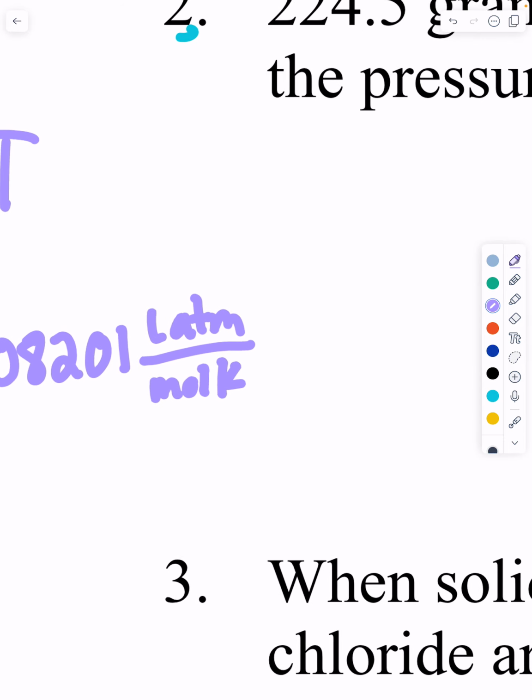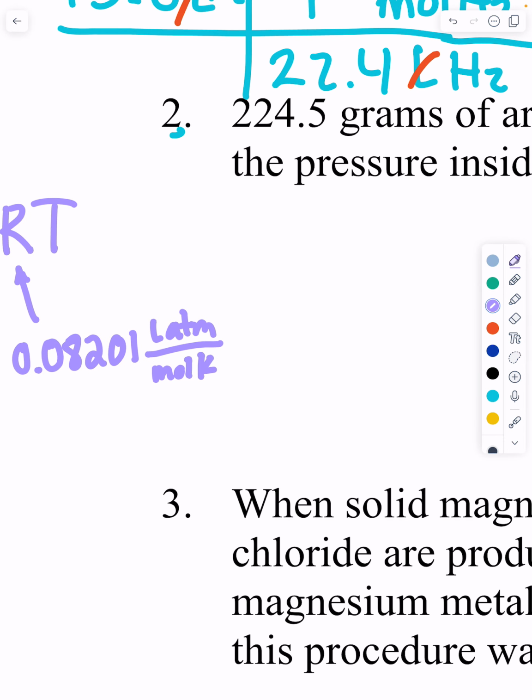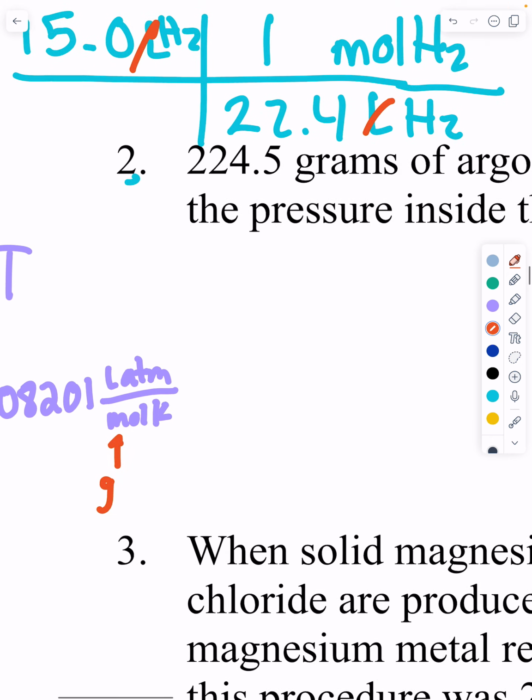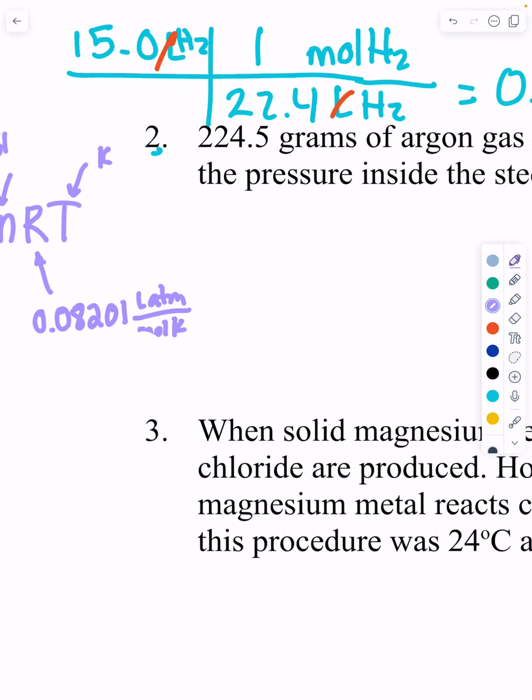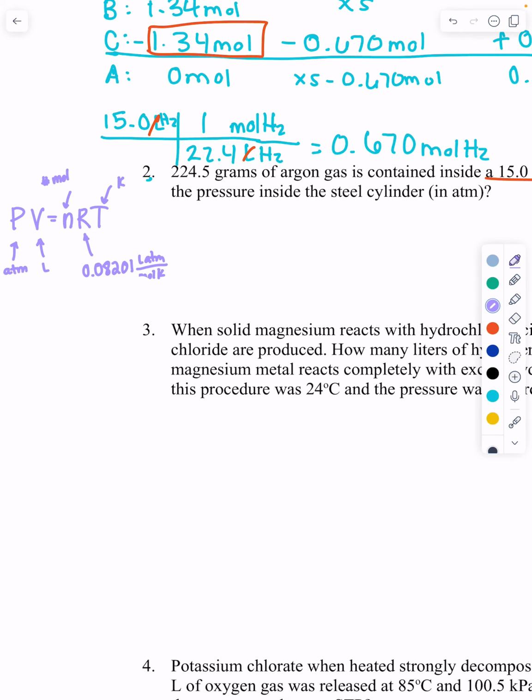And remember, these units are really important, because if I just take this grams of argon and plug it into my equation, I'm not going to get the correct answer. I have to make sure that all the numbers I plug into the equation have these same units. So my temperature, I can't plug in degrees Celsius. I have to first convert it to Kelvin in order to get the correct answer.